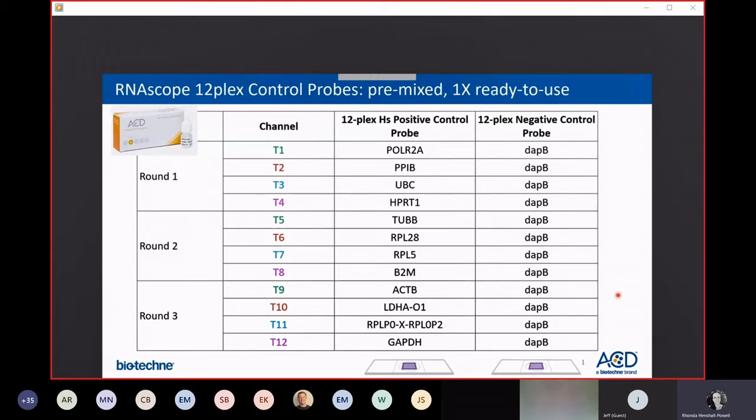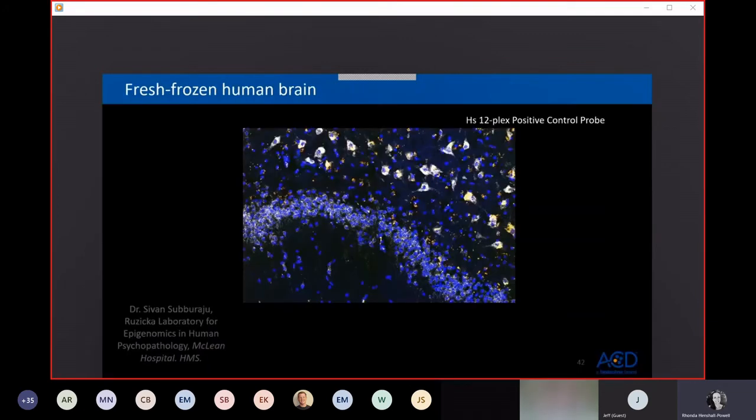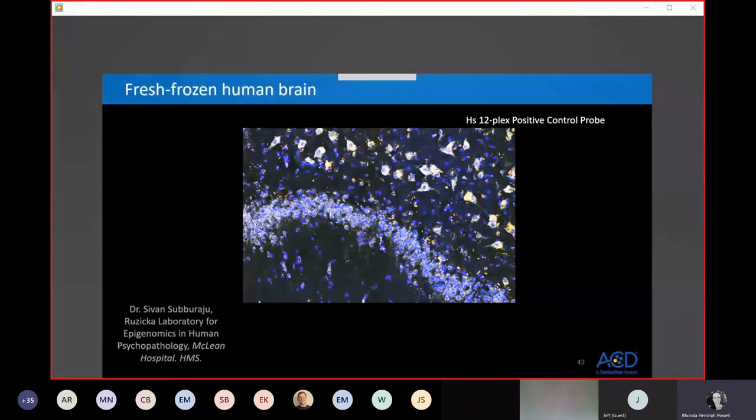The other reason to use your positive and negative control probes, in addition to checking for RNA quality of the sample and for checking that your pre-treat conditions are optimal for your tissue type, is in cases where there are certain types of autofluorescence that you want to watch out for. Here we're seeing fresh frozen human brain tissue. This is the human-specific HiPlex 12-plex positive control probe. This image is from round 1 of the HiPlex assay. Because this is fresh frozen tissue, we wouldn't really expect to see a lot of autofluorescence from fixation, for instance. And by the way, this image is courtesy of a lab associated here in the Boston area with the Harvard Medical School.